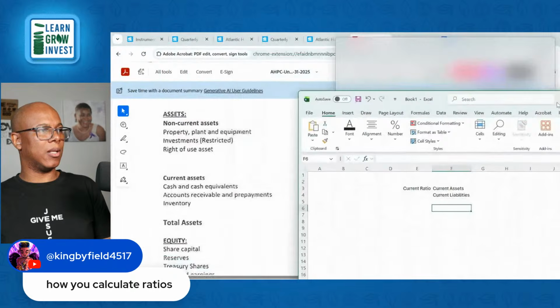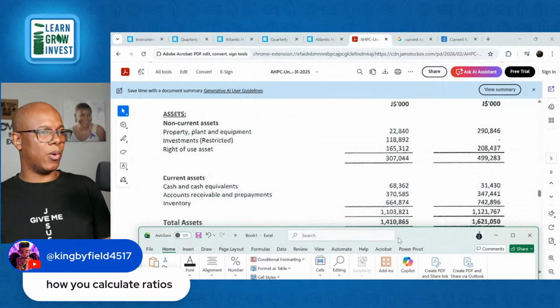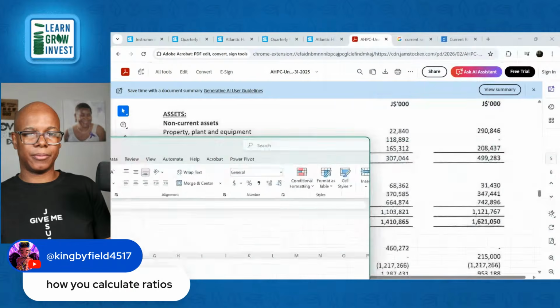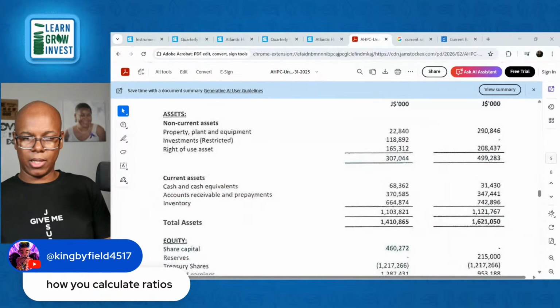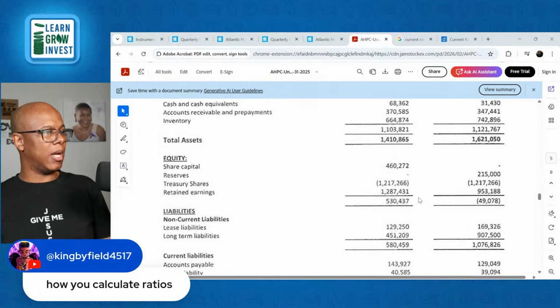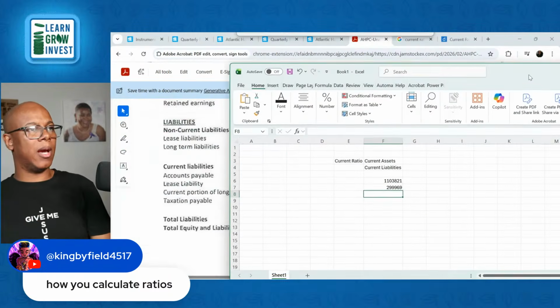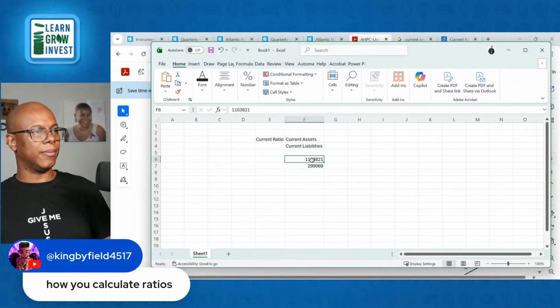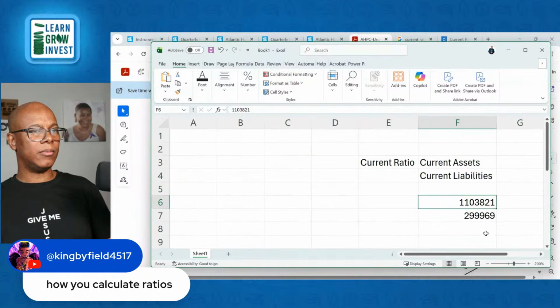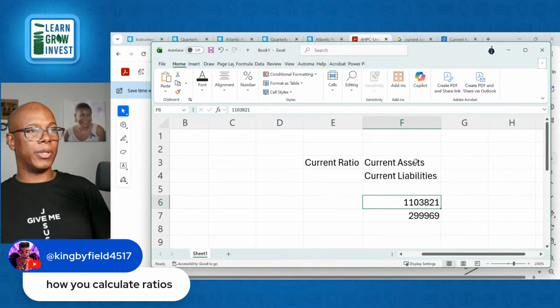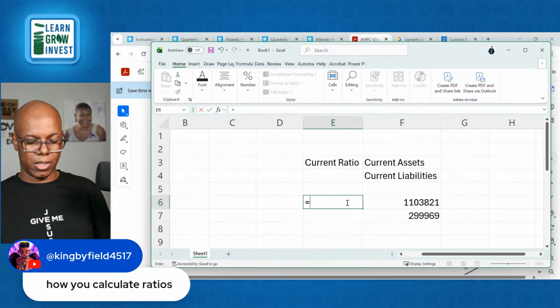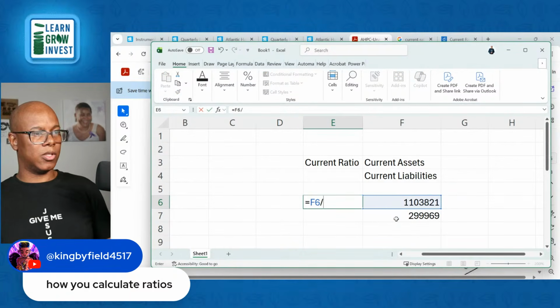So we're going to take the current assets, which is 1.1 billion, so it's 1,103,821. And then the current liabilities is 299,969. All right. And I'm just using the amount without the thousands so that it's easier. Let me zoom in as well. So we're pretty much dividing the assets by the liabilities here. So I'm going to do equals this number divided by this number. And we have here 3.67.